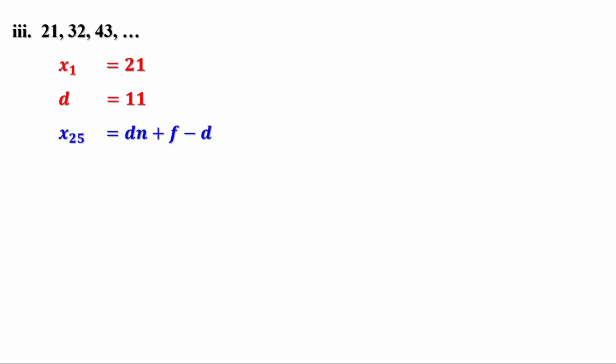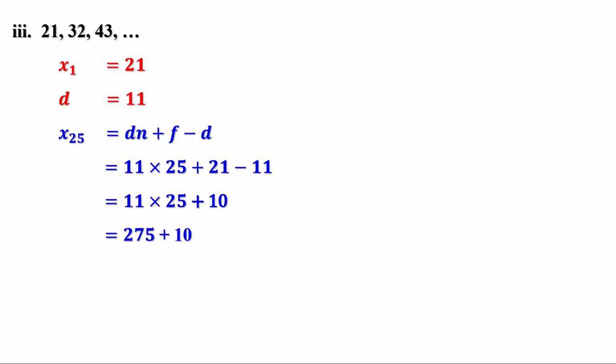The third part, 21, 32, 43, etc. Here also we have to find the sum of the first 25 terms. First term is 21, common difference is 11 and the 25th term is dn plus f minus d, or 11 into 25 plus 21 minus 11. We can write it as 11 into 25 plus 10, or 275 plus 10, that is equal to 285.